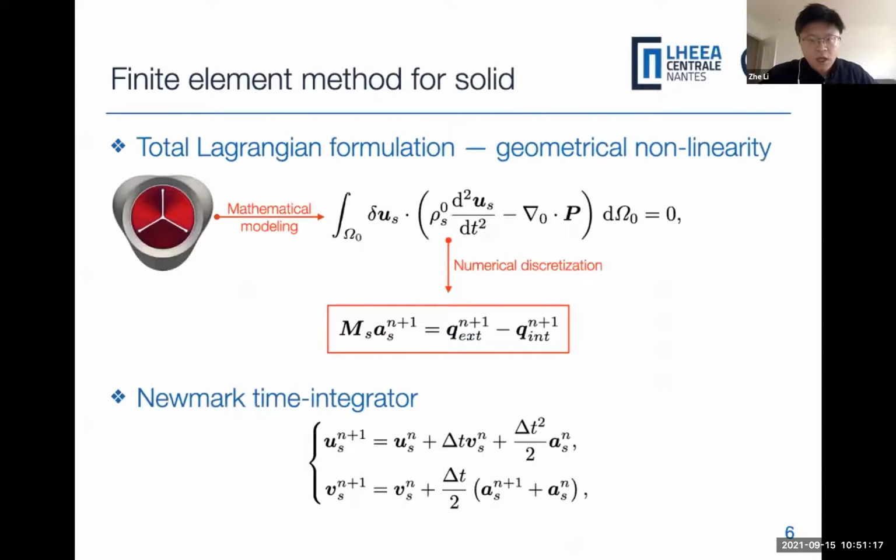For the solid structure, we choose the finite element method and the total Lagrangian formulation in order to take into account the geometrical nonlinearity, which is due to the large deformation and displacement of the valve. After numerical discretization, we obtain this semi-discrete system of equations, shown in the middle of this slide. Here Qext is the external nodal force, Qint is the internal nodal force, and MS is the mass matrix.